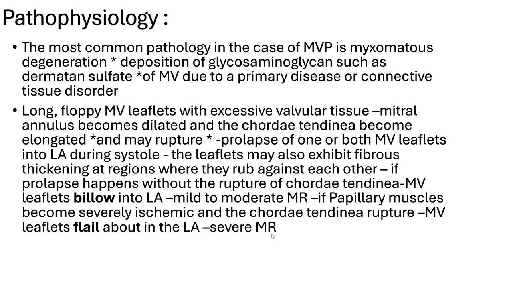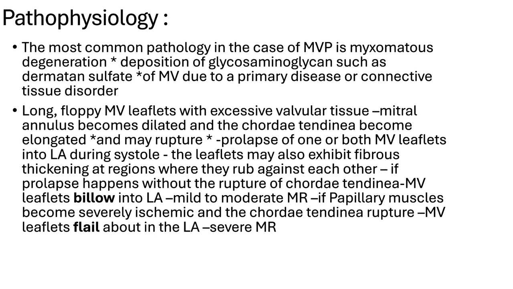The most common pathology in the case of mitral valve prolapse is myxomatous degeneration of the mitral valve, which means the deposition of glycosaminoglycans in the mitral valve leaflets due to a primary disease or connective tissue disorder. And this will lead to formation of long, floppy mitral valve leaflets with excessive valvular tissue.